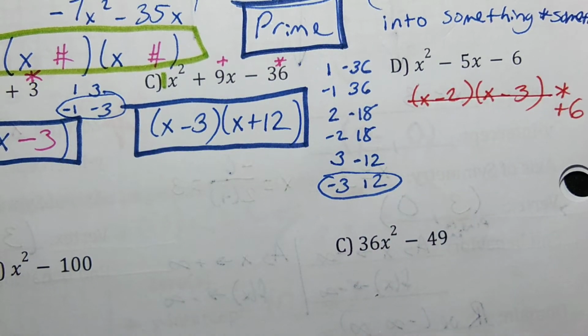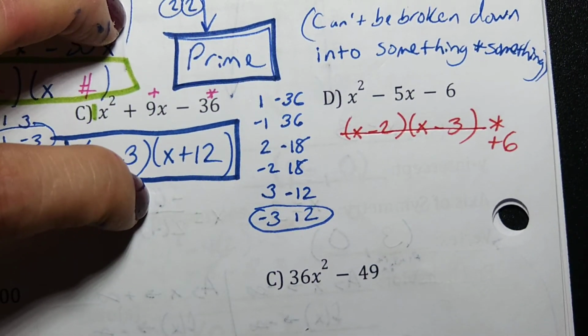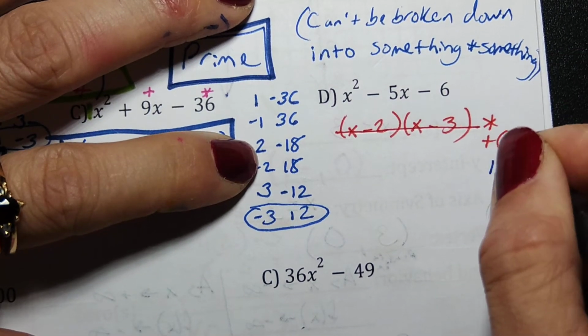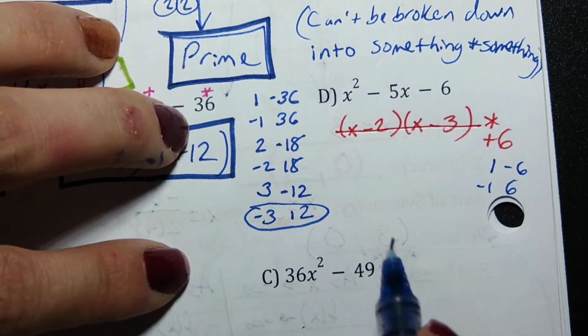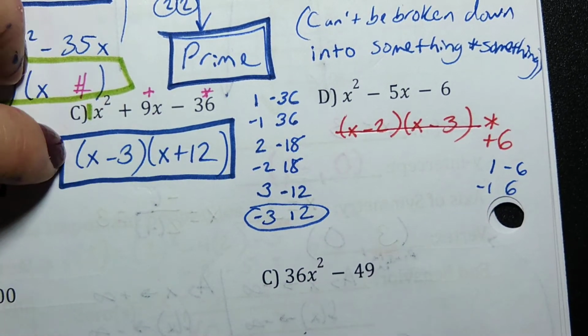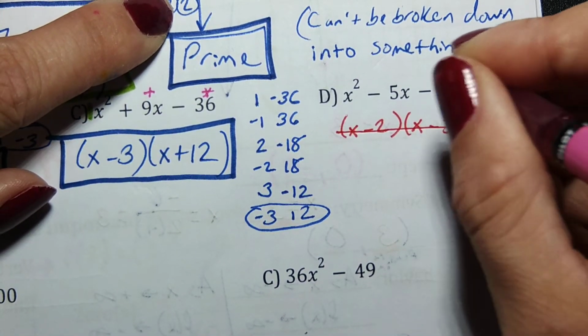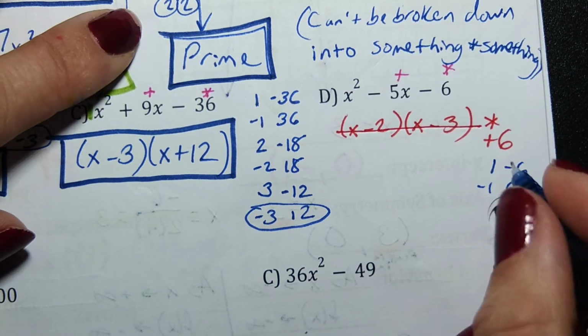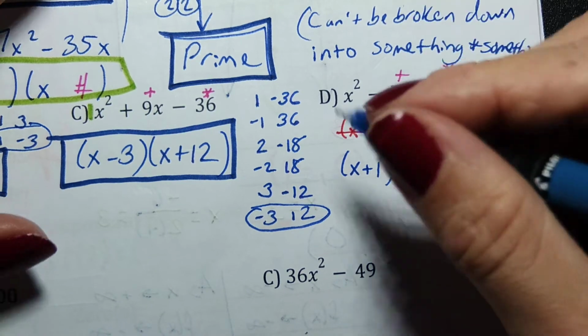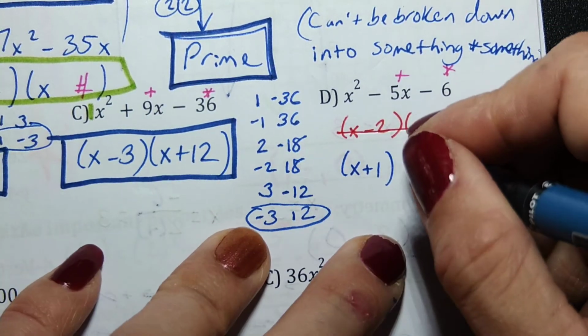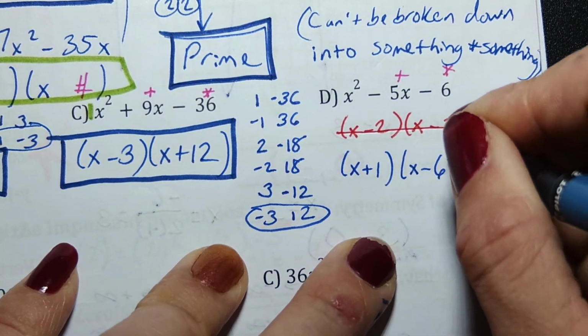So if you're like, well, if those don't work, what will work? A product of negative 6 could be 1 and negative 6, or negative 1 and positive 6. Which pair will give me that sum of negative 5 that we want? The 1 and the negative 6. So x plus 1 for the first factor, and x minus 6 for the second one.